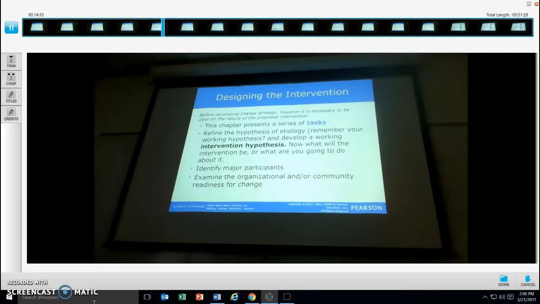So before developing a change strategy, however, it is necessary to be clear on the nature of the proposed intervention. So let me write this out. Let's go back to this process of planned change. Remember, I like to do this all the time. Where's the course text? Talk a little more about this. Okay, so we have engage, right? Assess. This is where y'all are at right now. Okay, and then plan, and then you have your intervention. And then you evaluate, and terminate.